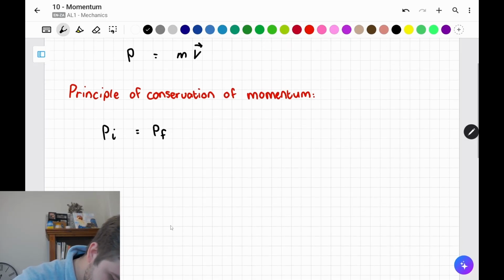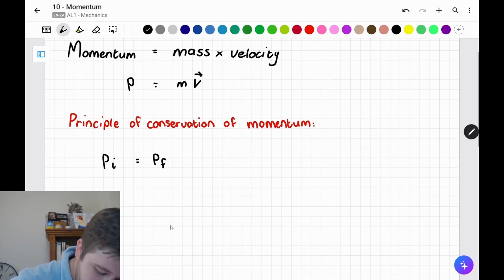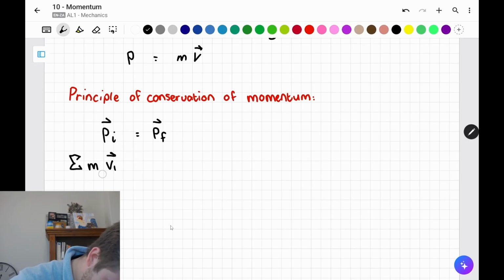Okay, so what does that mean? Now, we can write this as a sum over all of our objects within the system. So our summation, mass of object 1, the velocity of object 1, these are all vectors. Okay, so the sum of the masses of all our objects and their velocities initially should equal the sum of the masses and their respective velocities finally.